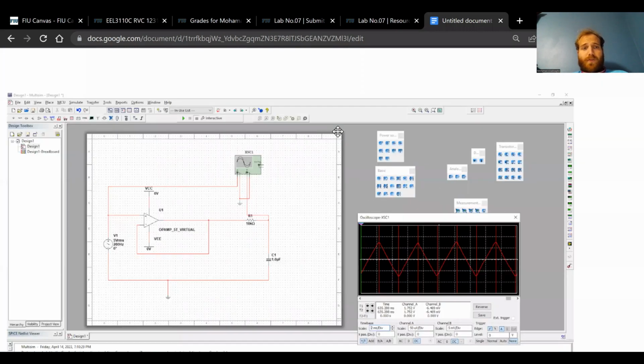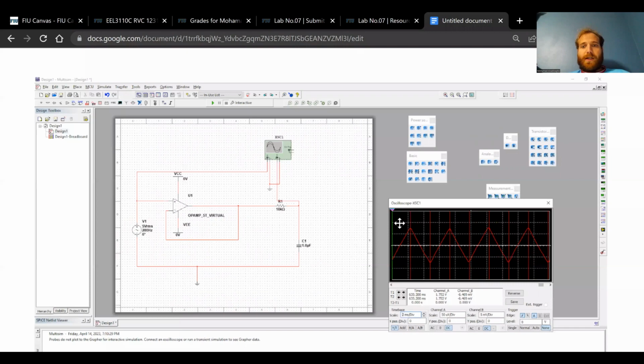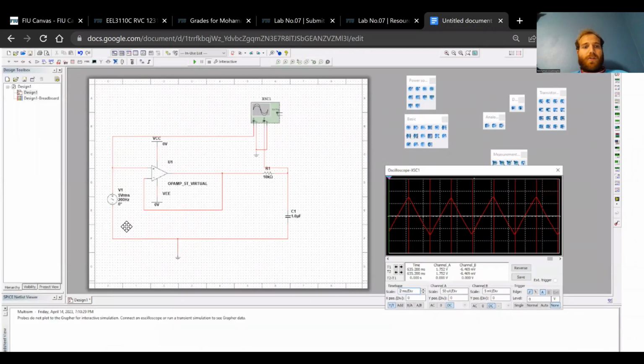This is what I did for the first part. This is how it looks. This is what the graph looks like. The only difference between this one and the one I'm about to show you is this one is 200 hertz.